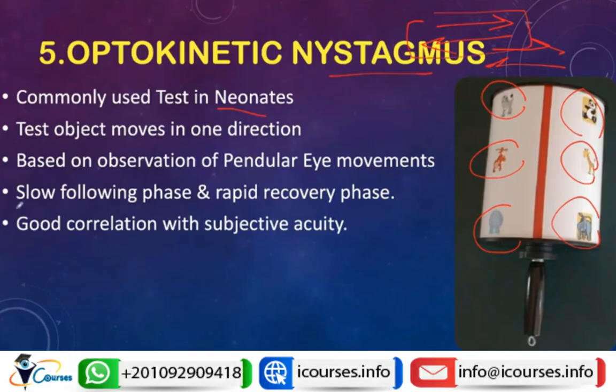This nystagmus has a slow following phase. As the target is moving in one direction, the eye will slowly follow this target. And after the target disappears, the eye will return rapidly to the normal or primary position. So by making these targets smaller and smaller, if we see that the patient will show the optokinetic nystagmus, then this means that the patient has good visual acuity.